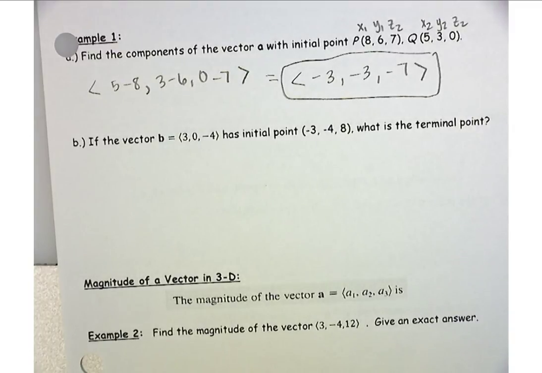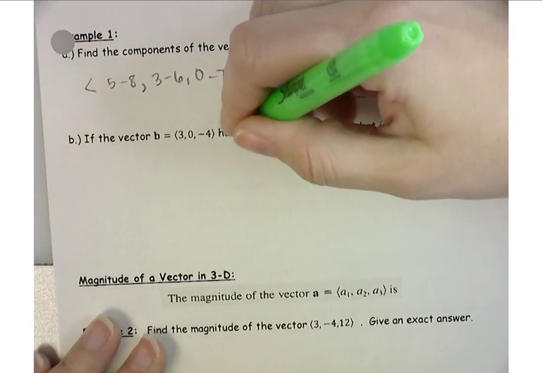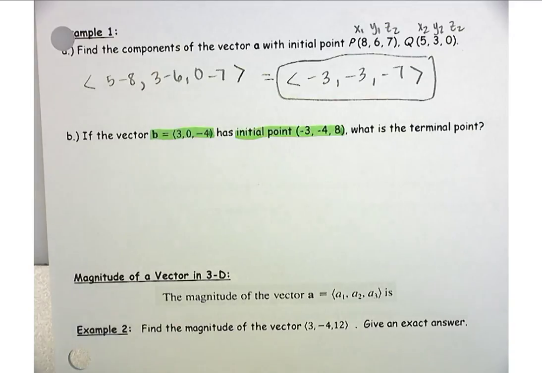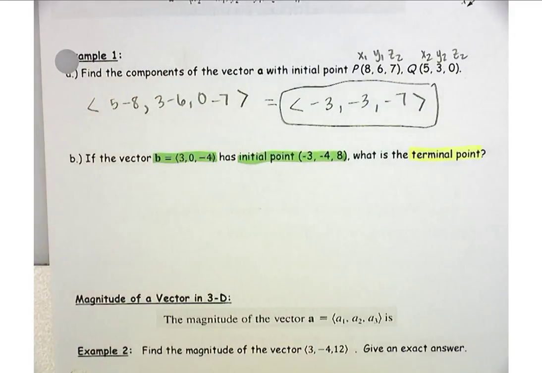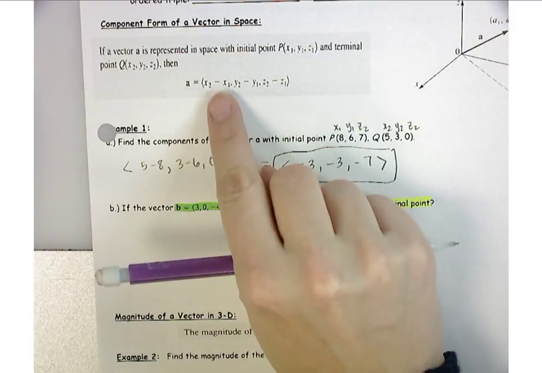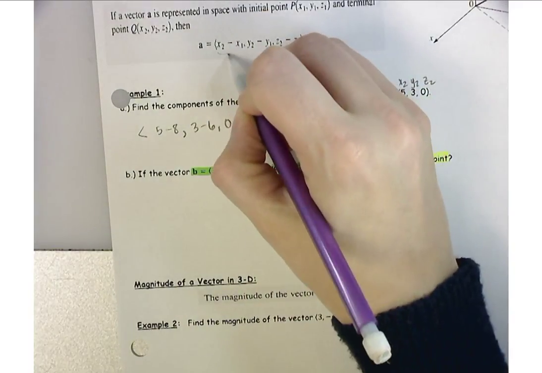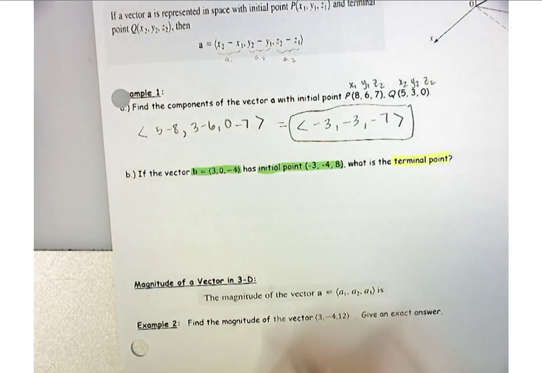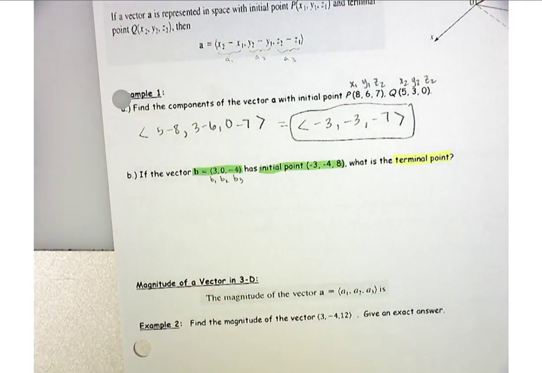Now for B, it says the vector B has the initial point negative 3, negative 4, negative 8. What is the terminal point? So you're given the vector and you're given a point, and you have to find the terminal point. Remember that to find the components of the vector, you just subtract the initial point from the terminal point. This is your a sub 1, a sub 2, a sub 3. Those are your components. And this is B, your b sub 1, b sub 2, b sub 3.